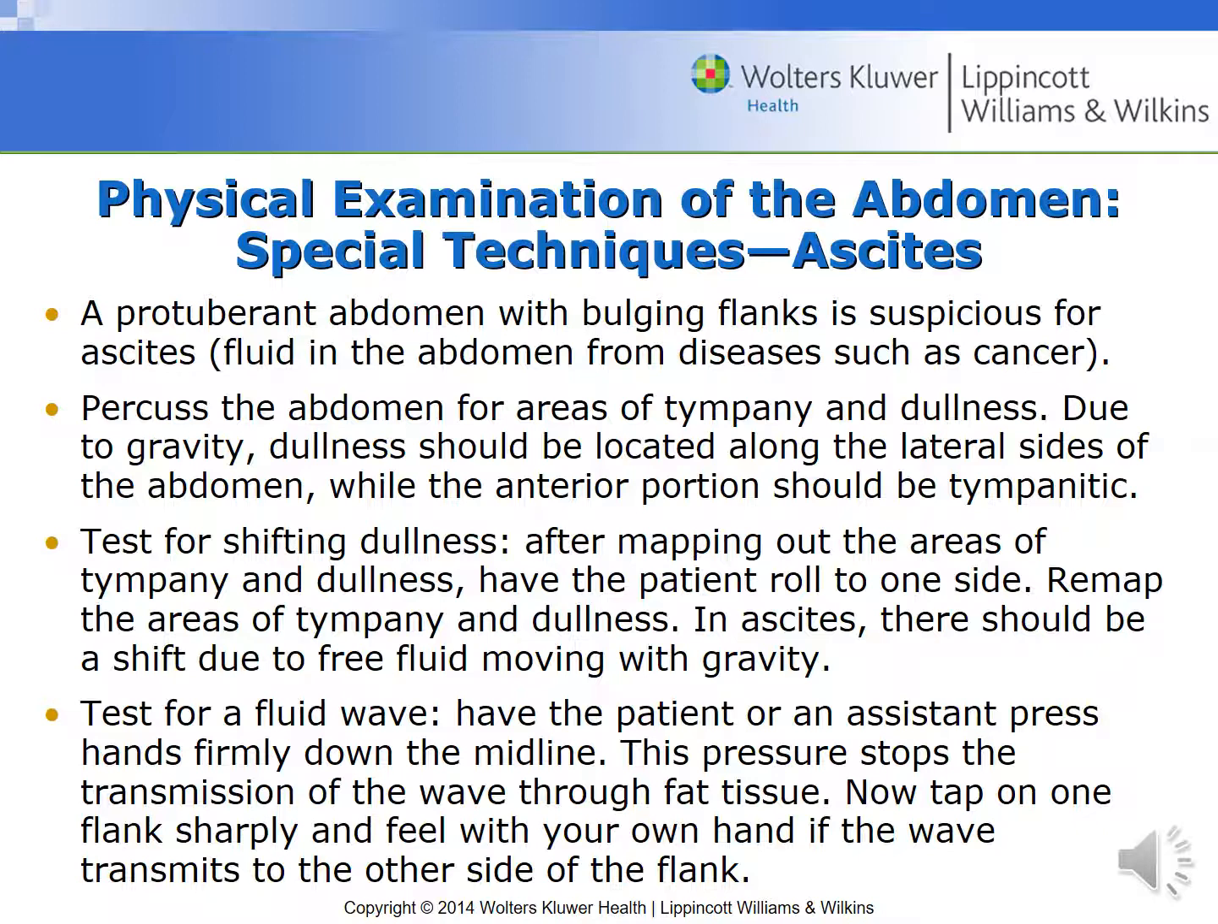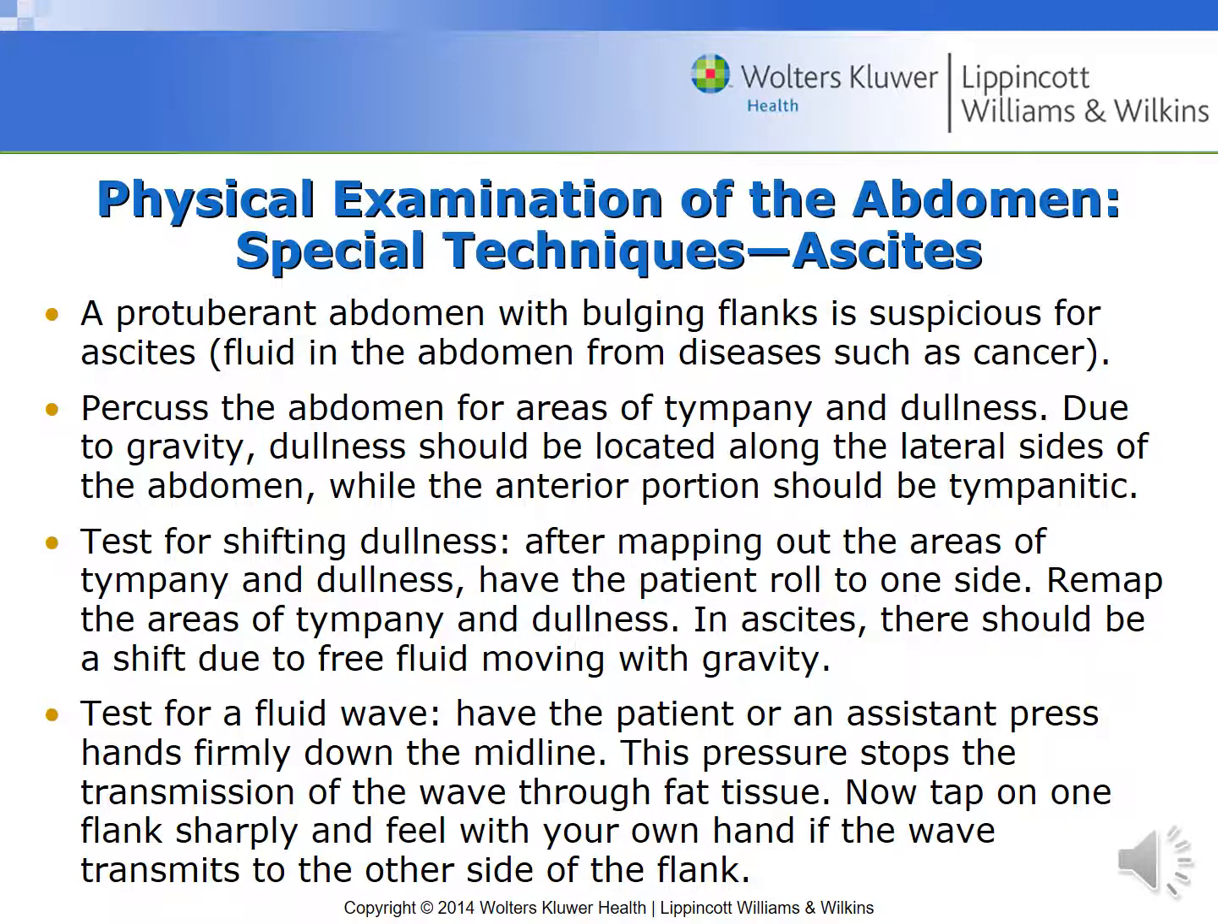So in ascites, dullness will shift to the more dependent side, whereas tympany shifts to the top. And again, we know that tympany is where you won't have that fluid. So due to gravity, that dullness should be located along the lateral sides of the abdomen if you have them in a supine position. So of course, if fluid shifts to the lateral, then the anterior portion should be tympanic.